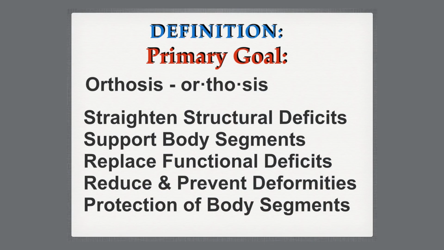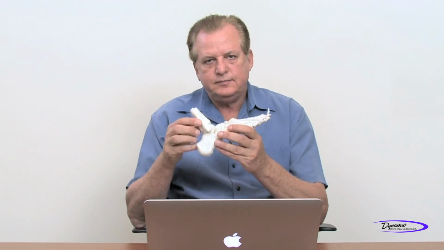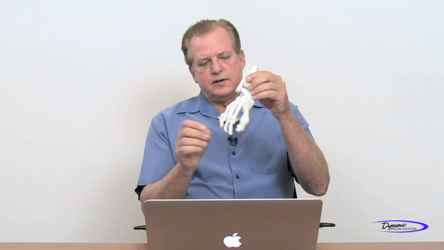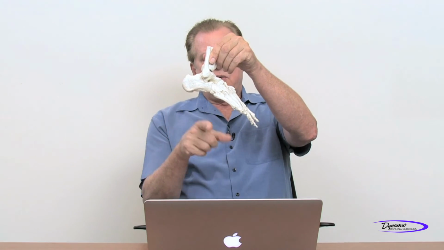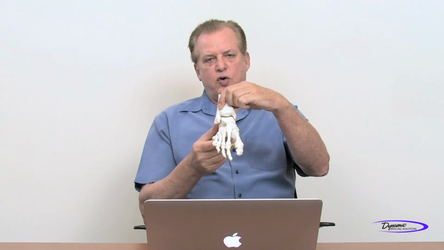So ortho, as we know, means to straighten. The primary goal of an orthosis is to straighten, and so we need to straighten structural deficits. What is a structural deficit? A structural deficit is any bony segment that is out of alignment. If we take the human foot, there are 26 bones in the foot, and they move in all three dimensions. So when we make an orthosis, what we don't want to do is just take care of what we call the sagittal plane. We need to take care of all three dimensions.